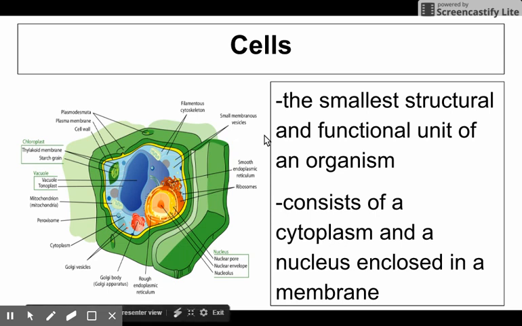And cells. I think this is our last word. This is a diagram here of a cell. You learn a lot more about cells in science, but they're the smallest structural and functional unit of an organism. So all organisms are created with cells, and the cells go together to make whatever the organism is.